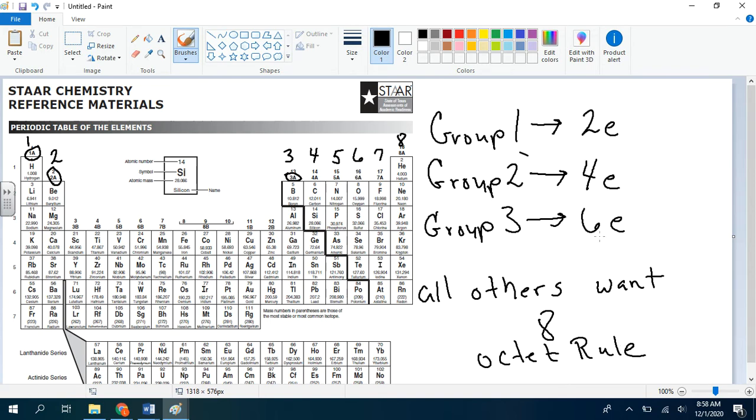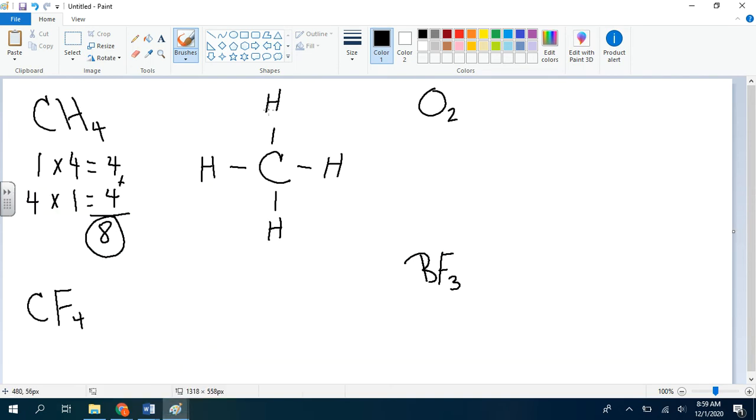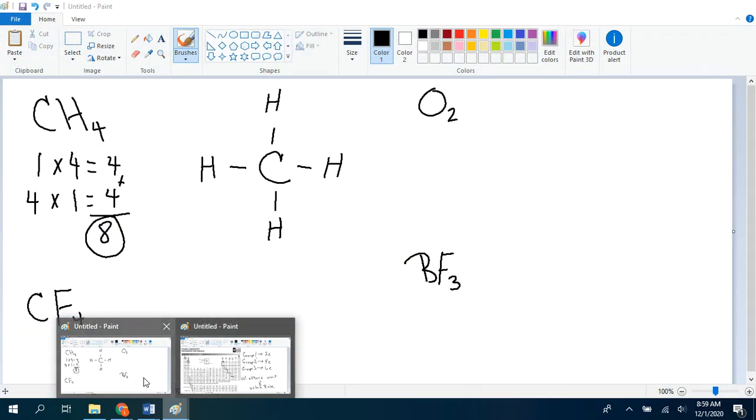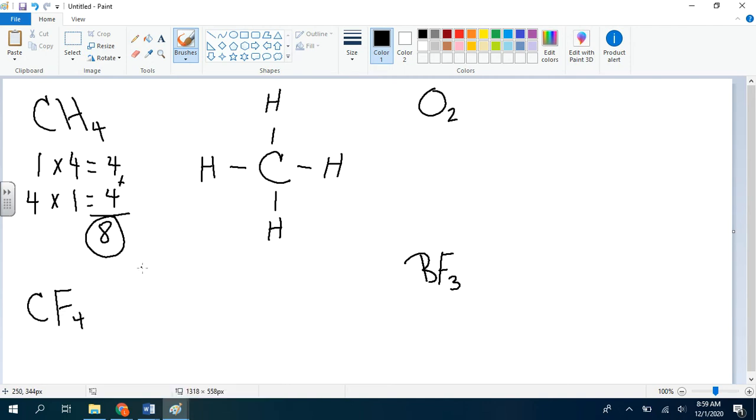Okay? All right, so knowing that, so having this information, we can go back to our example here and see that's why these hydrogens are already happy with just this one bond right here, because they only want 2, okay? They're in group 1. You see them right there. They're in group 1, which means they only need 2 to be happy. So that one line does it for them. They don't need anything else, okay?